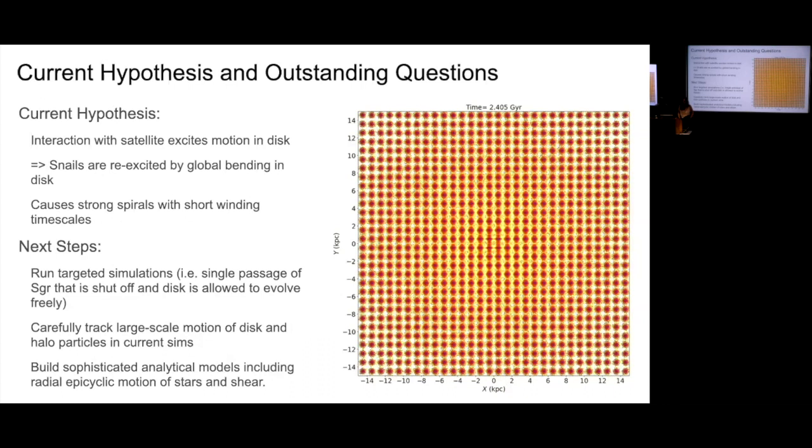I think we need to investigate that further with more targeted simulations, basically just having one single passage of SAG and then shutting that off, letting the disk bend up and down and see what that causes to the snails and things like that.